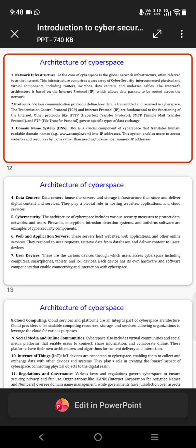Then, Domain Name System, shortly we call it DNS. It is a crucial component of cyberspace that translates human readable domain names, for example www.example.com, into IP addresses. This system enables users to access websites and resources by name rather than needing to remember numeric IP addresses.